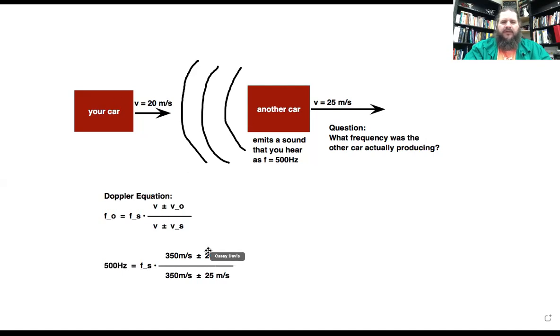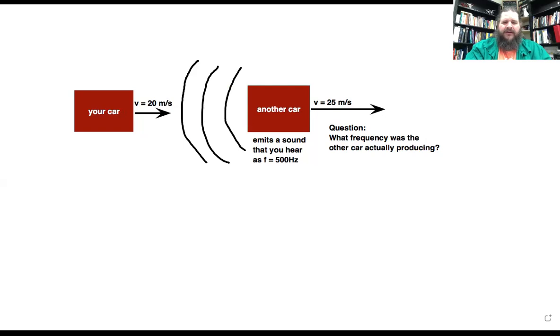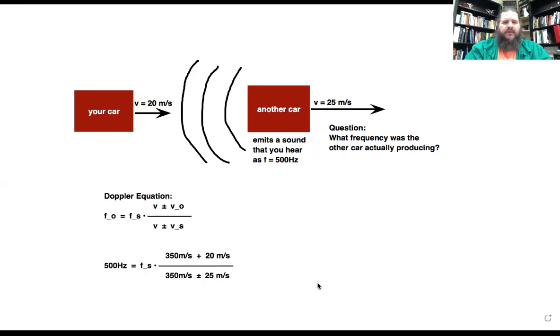Plus. Yeah, so we want to use plus there to get a larger result. As for the denominator, the other car is moving away from you. If the other car is moving away from you, what does that tell you about the waves behind the car? That is, the waves traveling in your direction. Are they going to get more spread out or more close together?